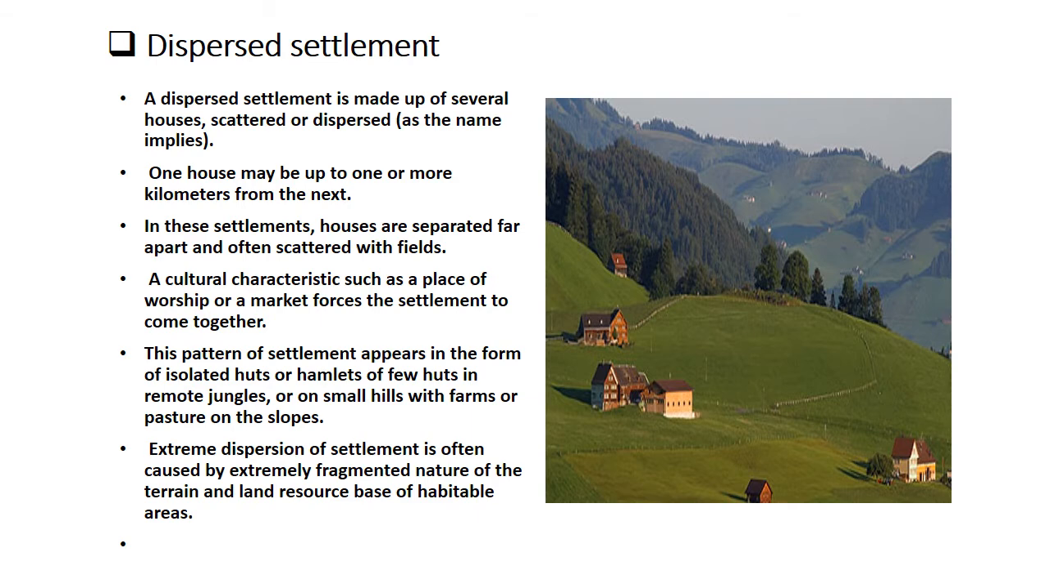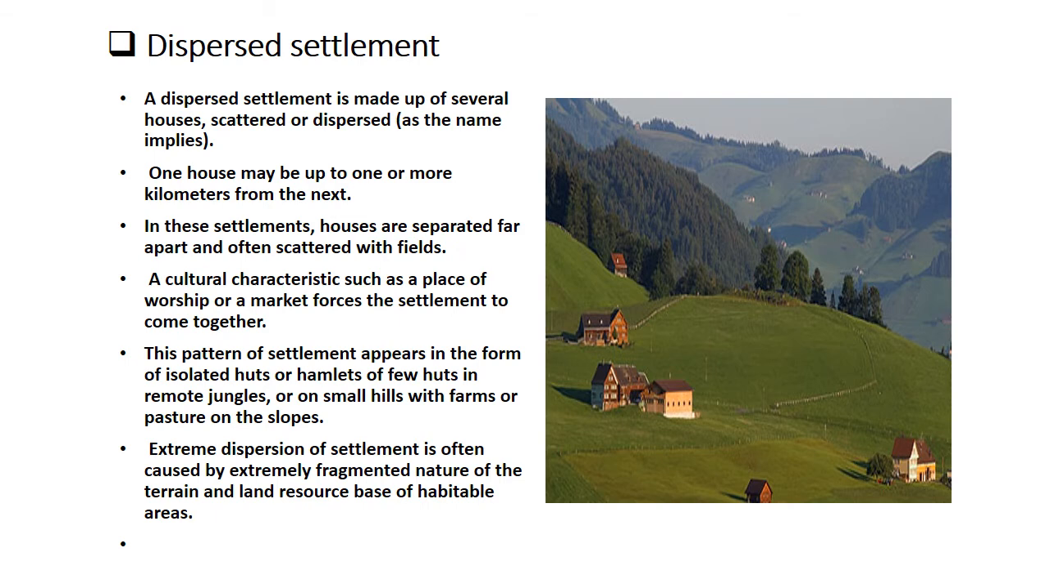fields. A cultural characteristic such as a place of worship or a market forces the settlement to come together. This pattern of settlement appears in the form of isolated huts or hamlets, or a few huts in remote jungles or on small hills with farms or pastures on the slopes. So this type of pattern is seen in the jungles, on the slopes, on the hills, on the pasture land. So these types of settlements are generally seen in those places.